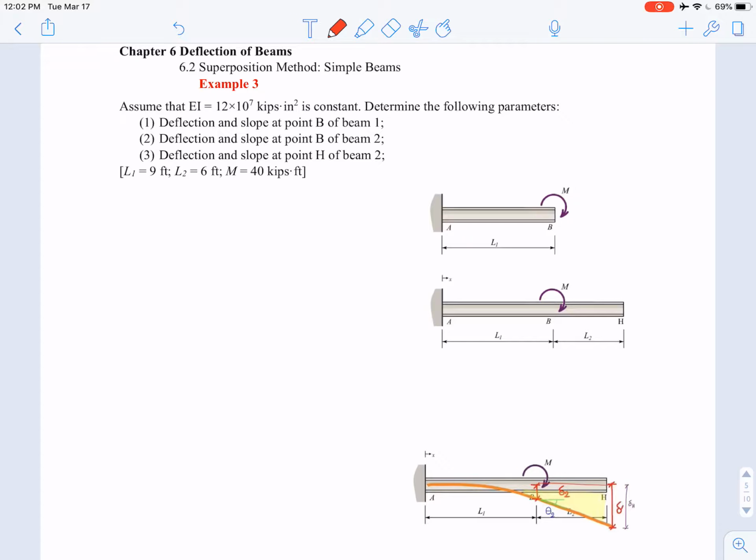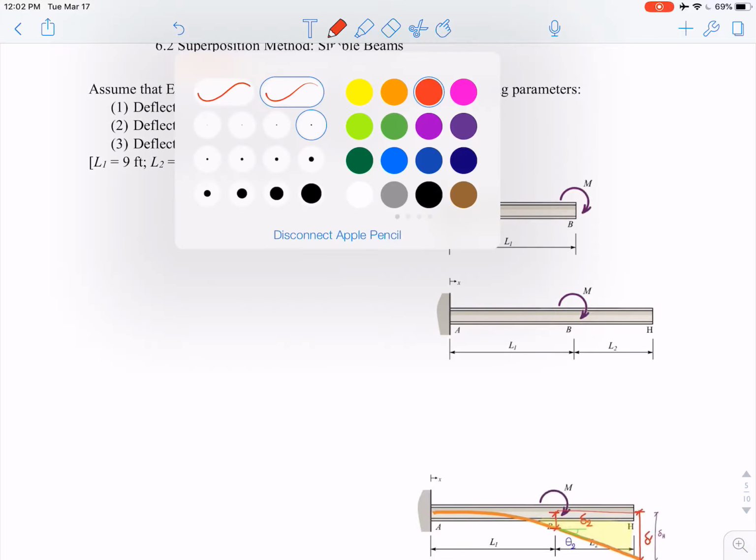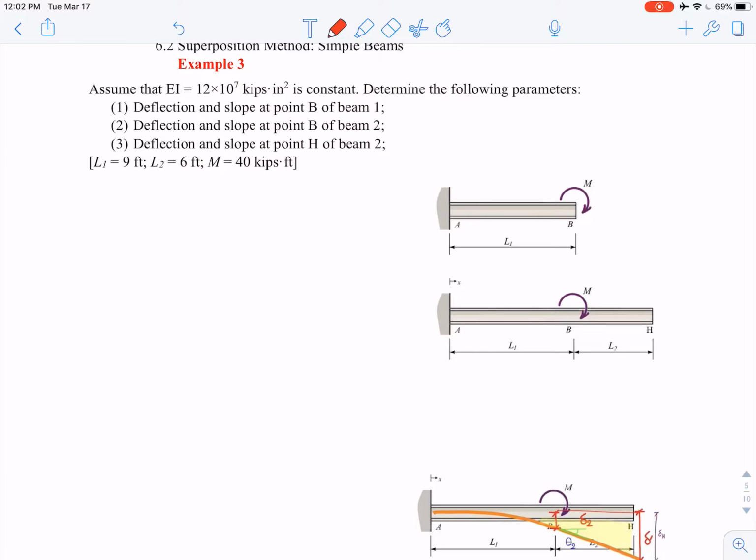Okay, example 3. In this example, we know the EI is 12 by 10 to the 7th kips inch square, a constant, and determine the following parameters. The deflection and slope at the point B in beam 1. And here we have two beams, two cantilevers actually. Here is beam 1, and here is beam 2.